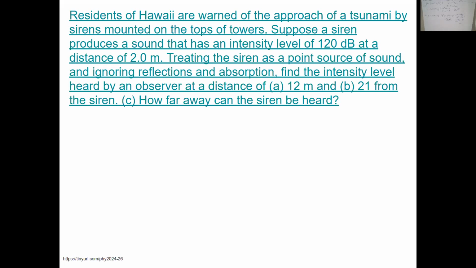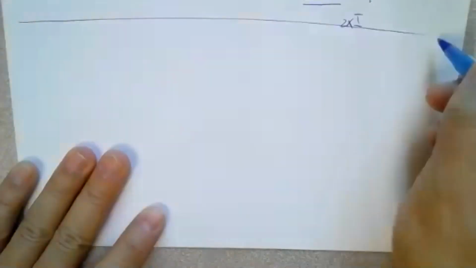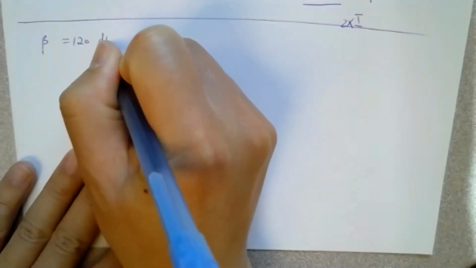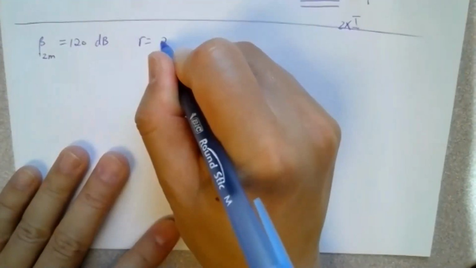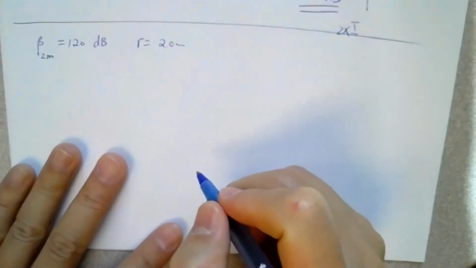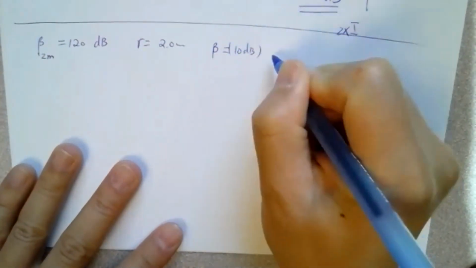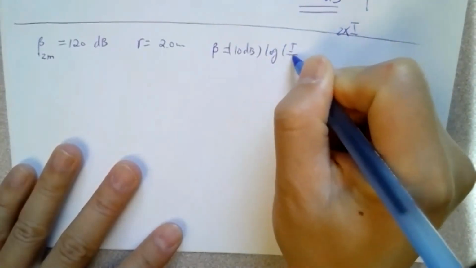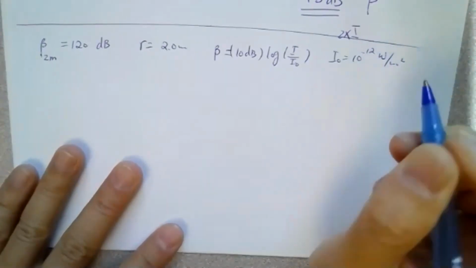So let's see. It gives us that beta equals 120 dB. So I'm going to say this as beta of 2 meters, equal to that, and the distance is 2 meters. So for the intensity level, it's equal to 10 dB log of I over I0, where again I0 is 10 to the negative 12 watts per meter square.